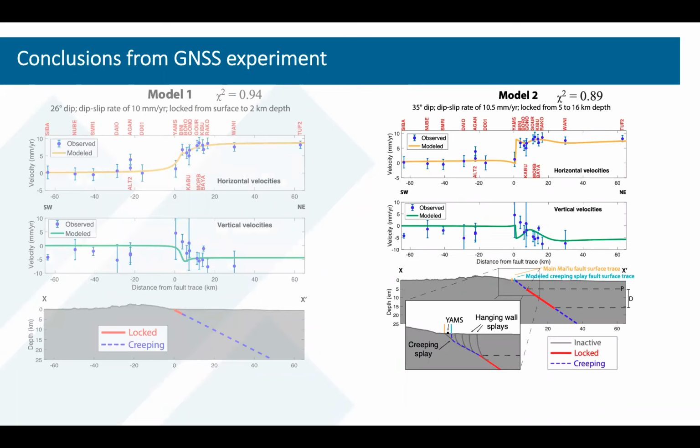But then we also started playing around with, what if we don't assume the fault is locked to the surface? What if we allow for some shallow creep on some portion up dip of our locked patch? And that's shown by these dashed blue lines in the fault schematic. And what falls out of this one is a model that fits pretty equally well, so pretty similarly well to the one with just shallow locking, but on a 35-degree dipping fault with a dip slip rate of 10.5 millimeters a year and locking from 5 to 16 kilometers down.